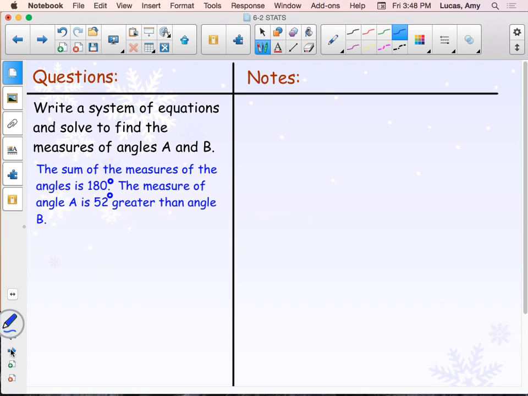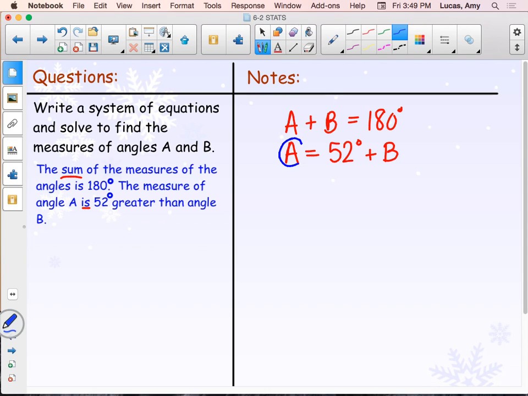Now we have a geometry application. Write and solve a system of equations to find the measures of angles A and B. The sum of the measures of the angles is 180 degrees. Okay, so the sum means to add. So the sum of the angles, so that means A plus B equals 180 degrees. Then the second equation says the measure of angle A is 52 greater than angle B. 52 greater than means plus, so 52 plus B.